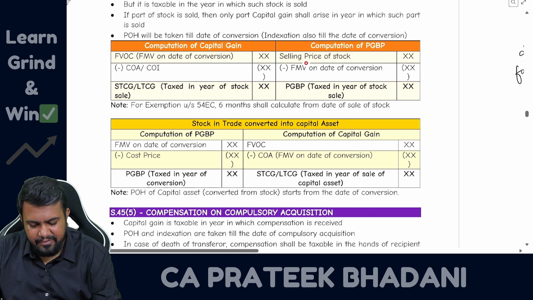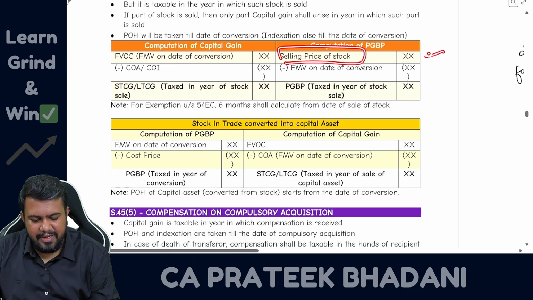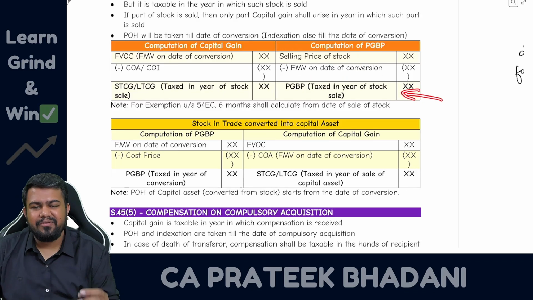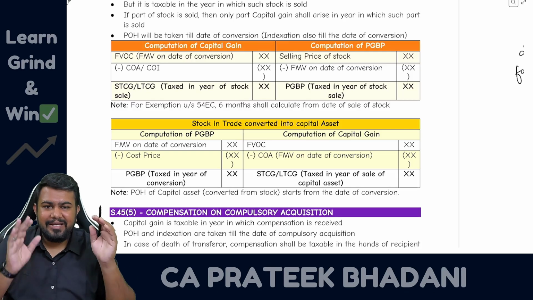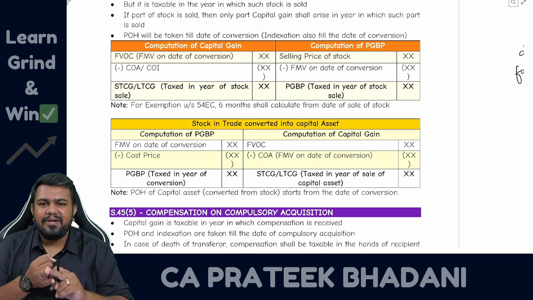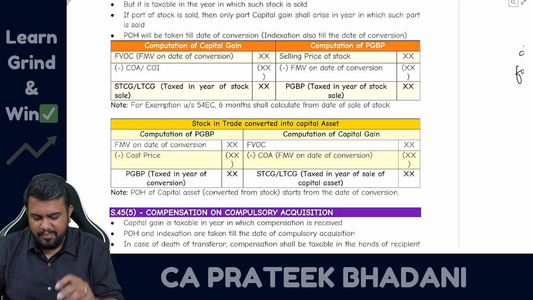Fine. So whenever the stock is sold, the selling price of the stock minus fair market value should be reduced, then it will give rise to PGBP income. So the year in which the stock is sold, in that year PGBP income will also come, capital gain income will also come. Fine, you get my point?